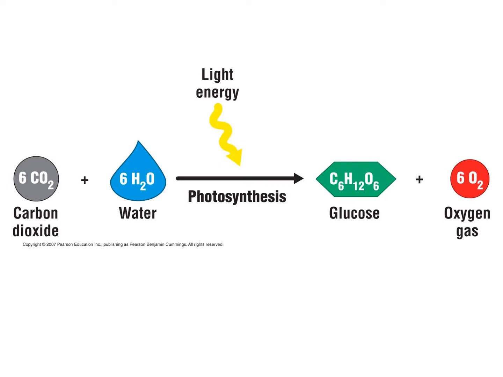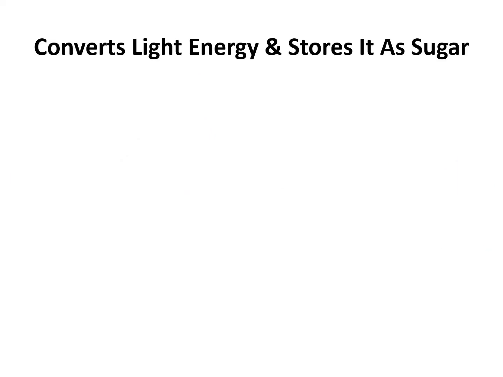So you need to know that the reactants involved in photosynthesis are carbon dioxide, water, and light energy, which will be used to produce glucose and the waste product of oxygen gas. Overall, photosynthesis is converting light energy and storing that energy as sugar. And this occurs in the chloroplasts in eukaryotic cells, which make up the structure of plants.